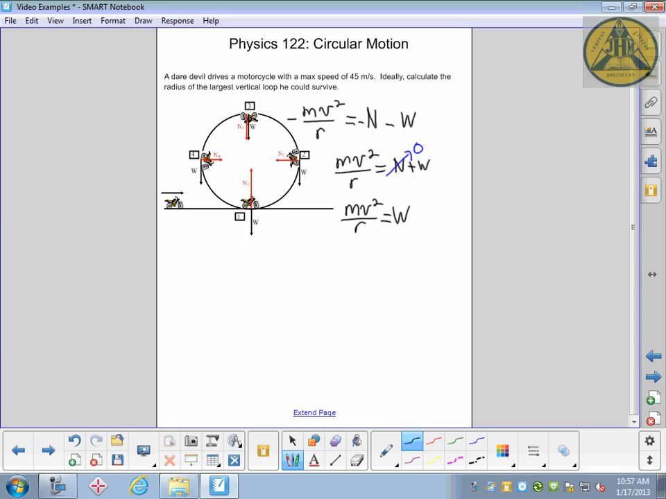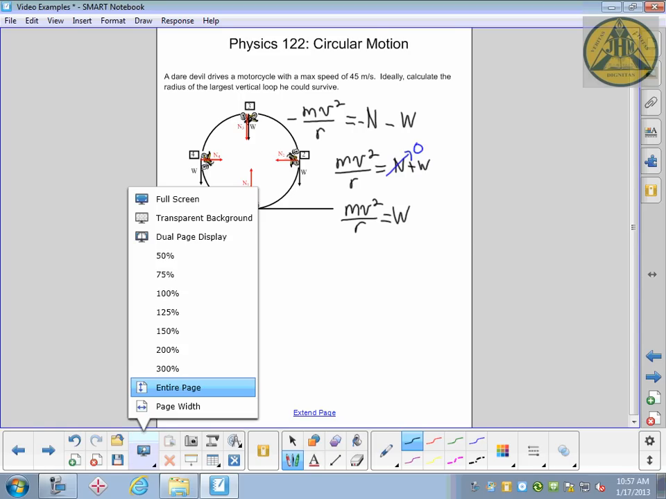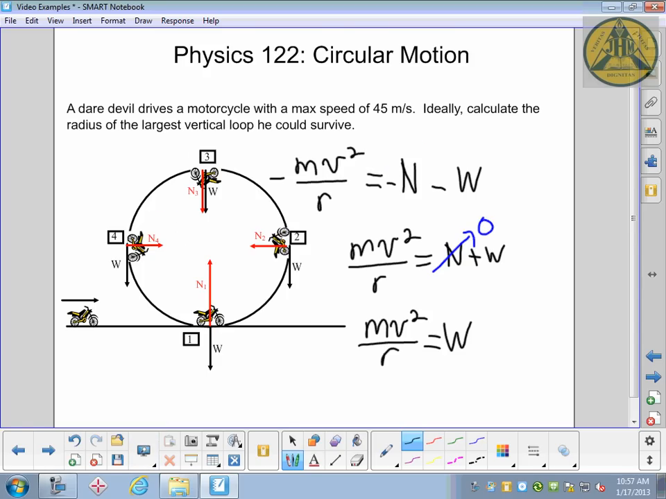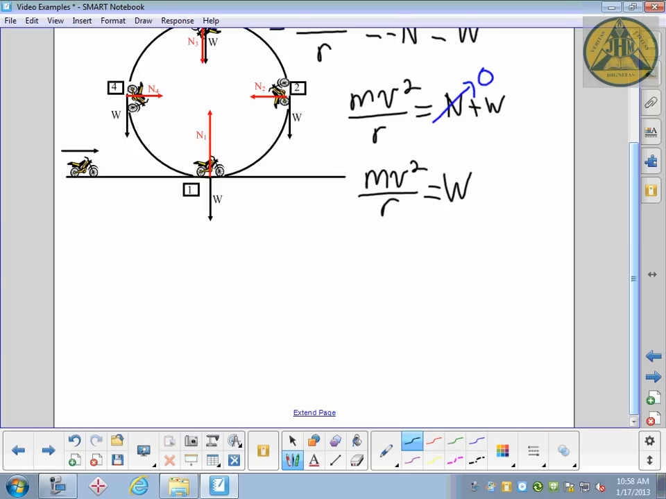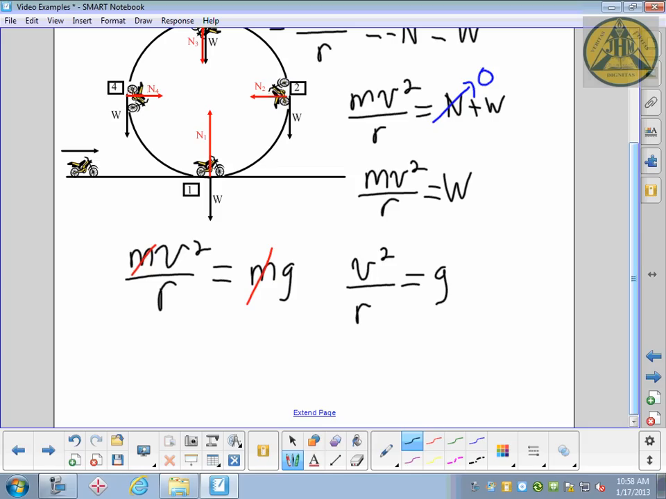So we put our numbers in. Well, let's first, of course, check what weight is. mv squared over r equals the weight due to gravity, which is mg. So notice that the mass of the motorcycle doesn't even matter. It divides out. So the centripetal acceleration going around the loop at the very top must equal that of the acceleration of gravity in magnitude.